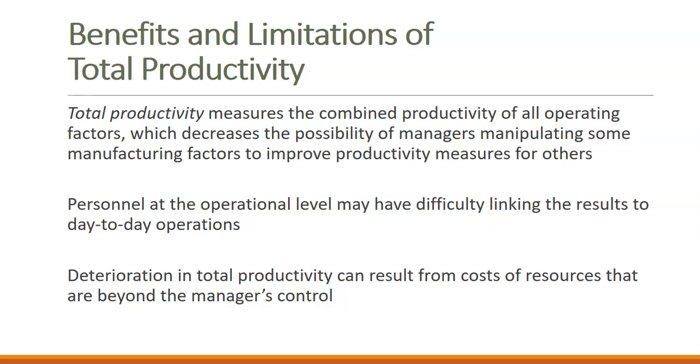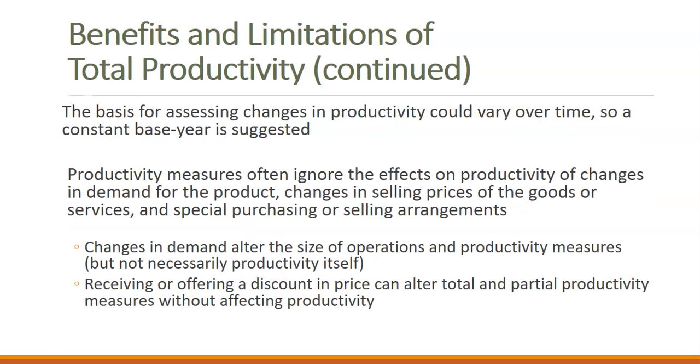Changes in total productivity can result from things that are beyond the manager's control. So it could have happened in some of those costs that we don't have control of, such as overhead costs, the variable overhead costs, such as utilities costs. When we're looking at changes in productivity, we need a base year because the basis for assessing changes varies over time. So if we really want good analysis for comparison over a long period of time, we want to have a base year or kind of a standard that we're measuring to.